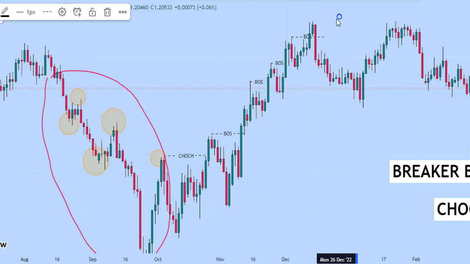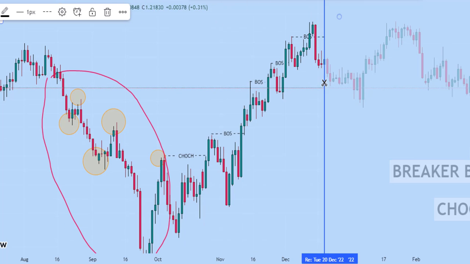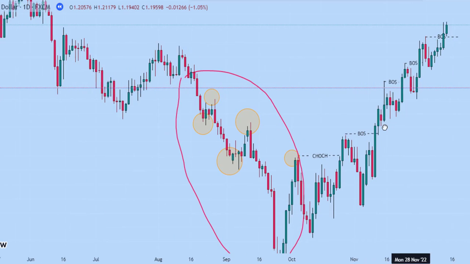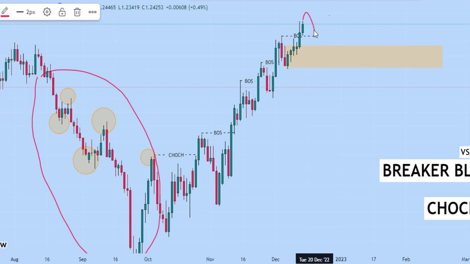Now, look at this. What we call a breaker block is simply a failed order block. If you look at this, assuming this did not happen, if I take this replay and put it right here, when we have something like this, assuming the price did not play out, we have this. This is an order block now. This last red candle that price traded to, this is an order block. So we are expecting price to come, maybe retrace and react from this order block and push up.